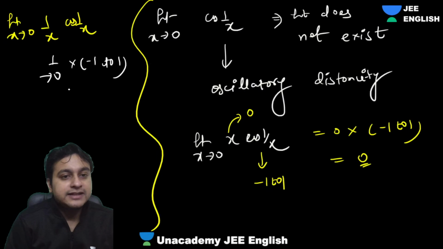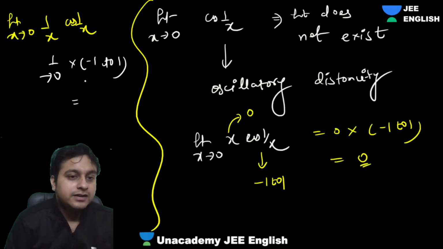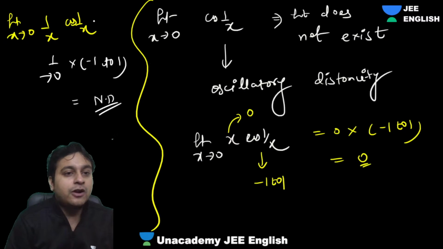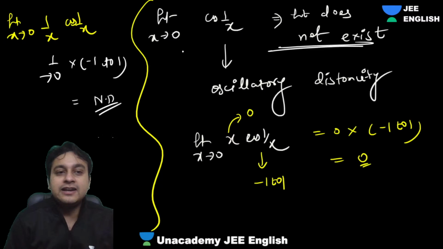Again this will be what, guys? Minus 1 to 1. This will be what? Not defined, right? Again not defined. So this will be not existing. So not exist here, not exist here, but here it will exist.